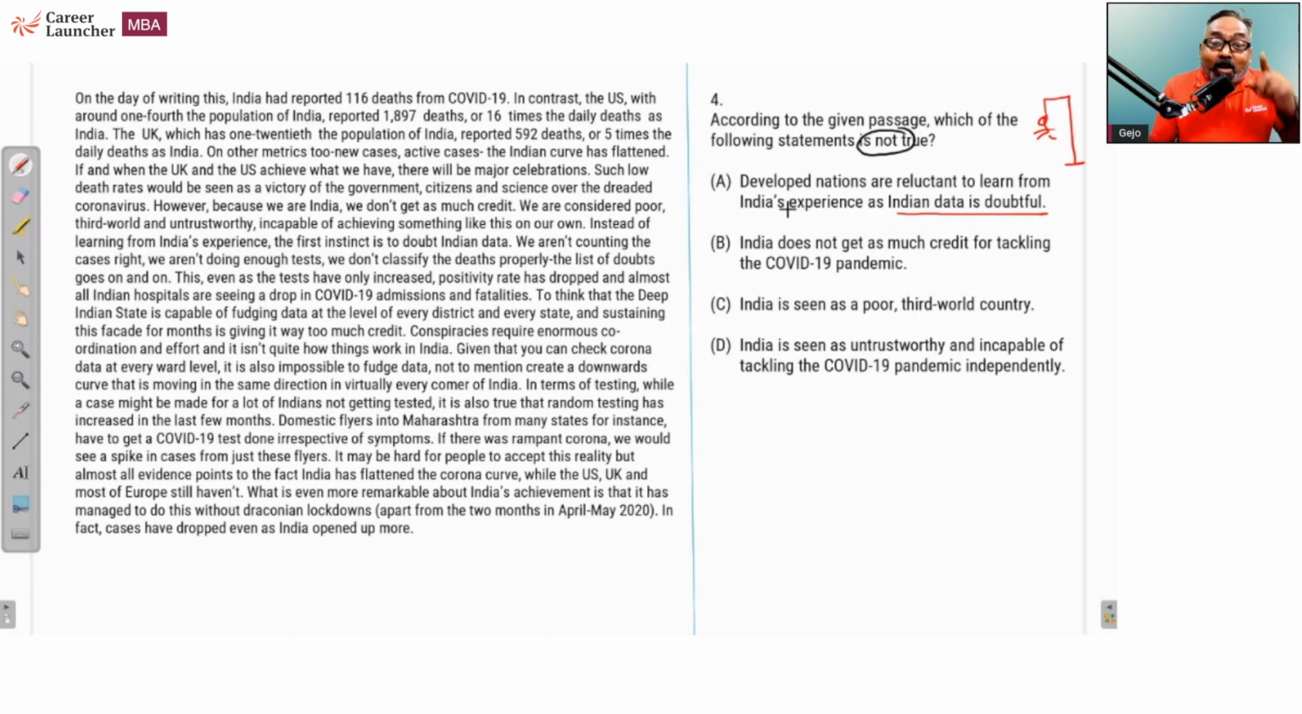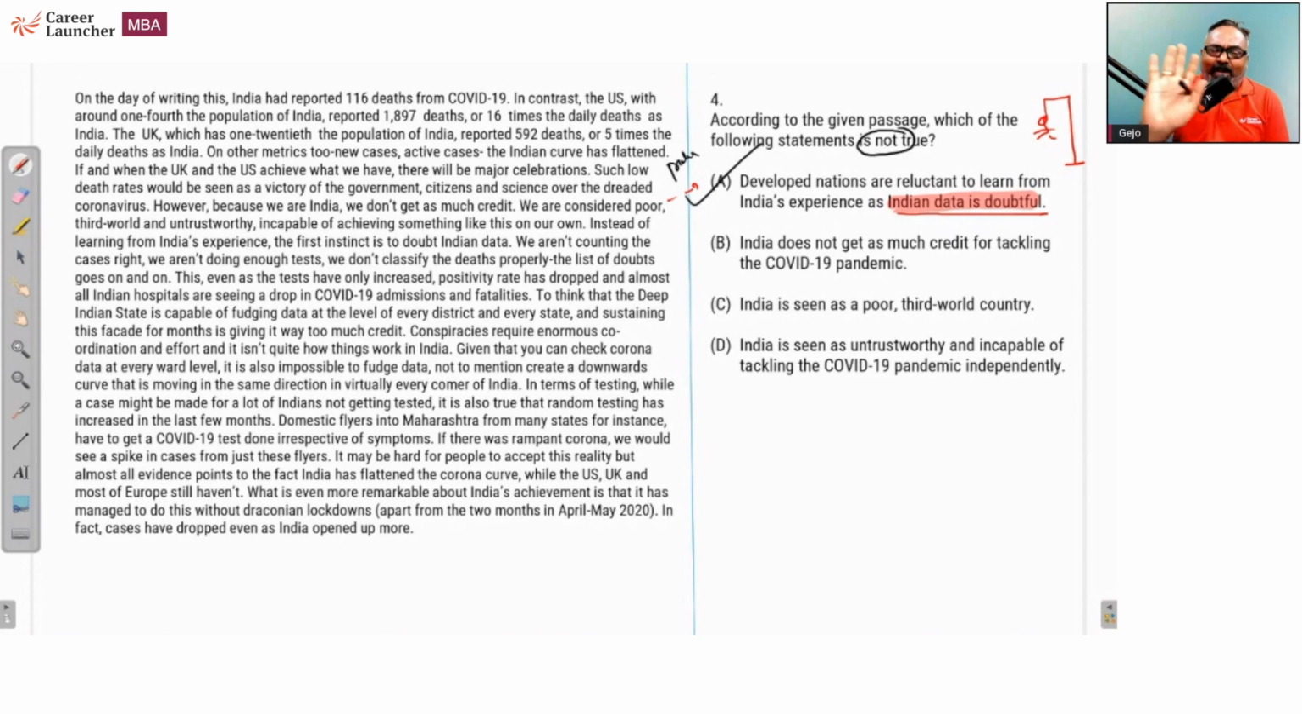Okay. I think the way in which to make it true, the way this statement should have read, would have been: developed nations are reluctant to learn about Indian experience as they think Indian data is doubtful. But the way this is written is that the reality is that Indian data is doubtful. This is not true. This has to be an answer. Pick me. Done. Once one answer choice says pick me, I'm not even going to read the next. And we are moving.